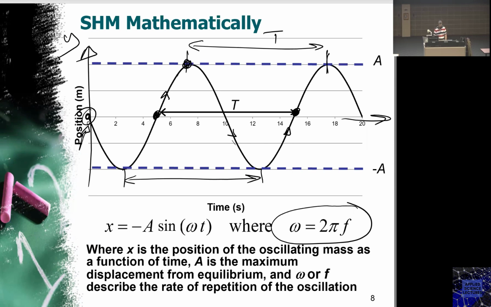Now the angular frequency is 2 pi f, given by this expression, where the unit for the angular frequency is radians per second. Now, this motion is an oscillation, as you can see, represented by a sinusoidal function.